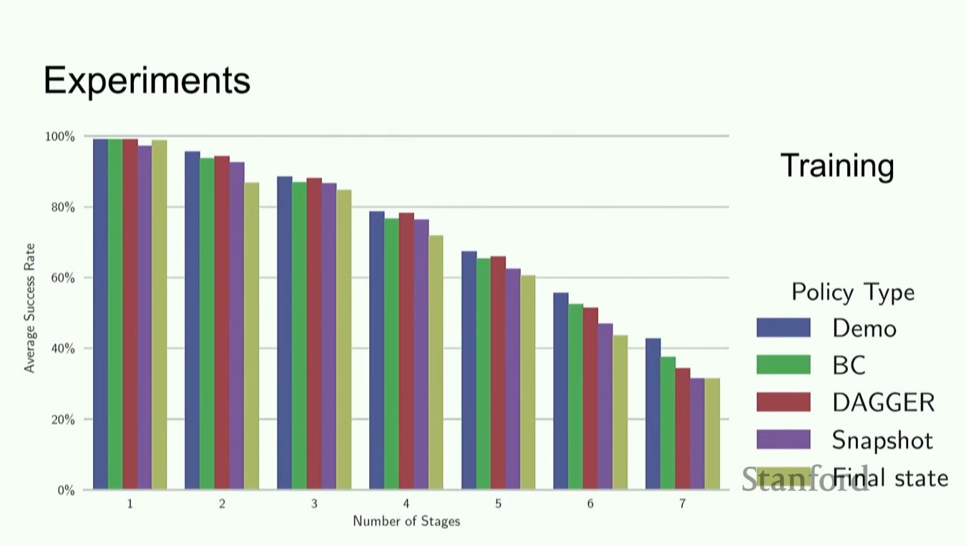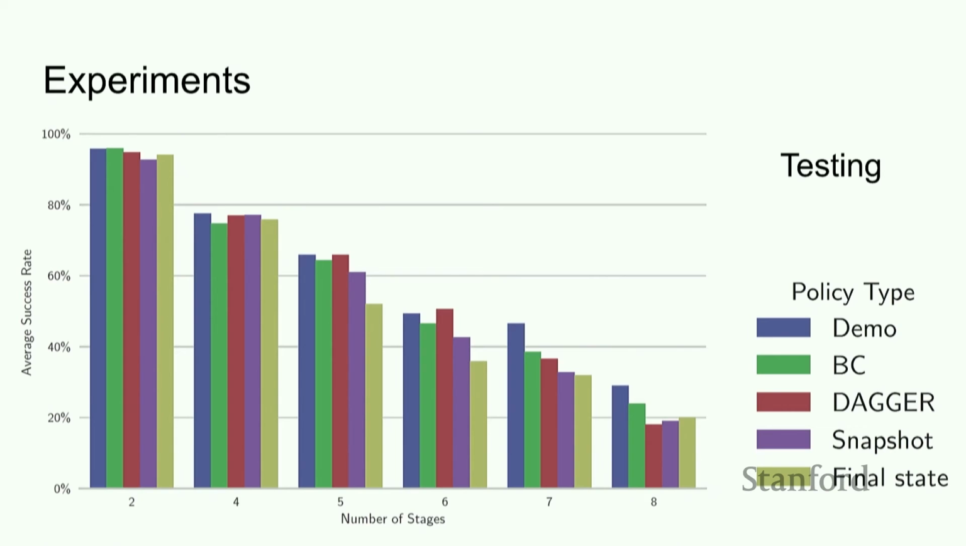And this one was for the training tasks, and this one is for testing tasks. As you would imagine, they perform much worse. But the story is about similar here. The intuition that you get from these results is about the same.